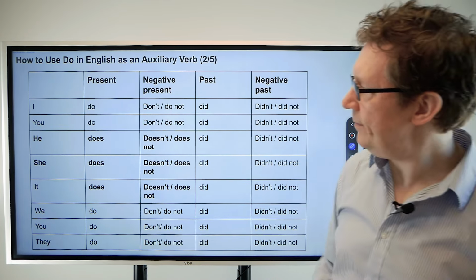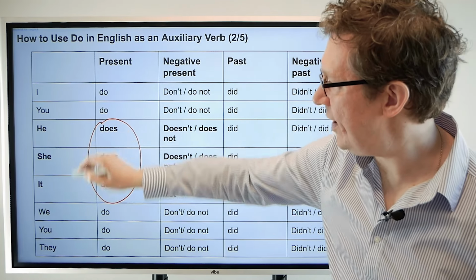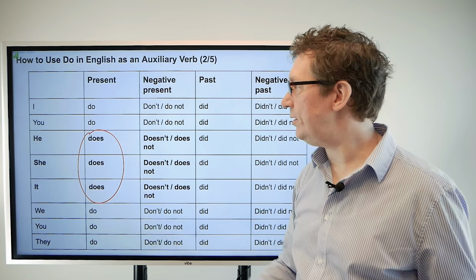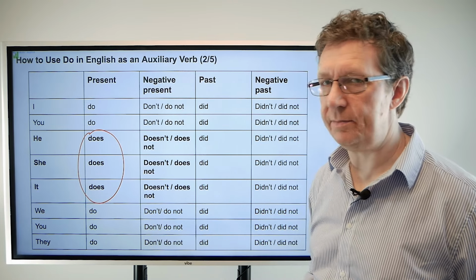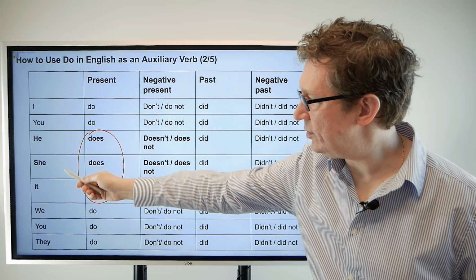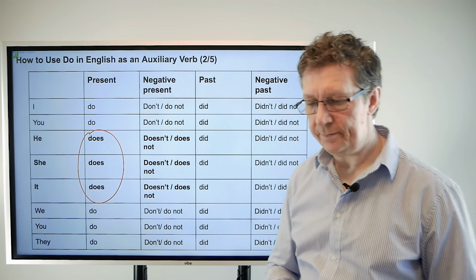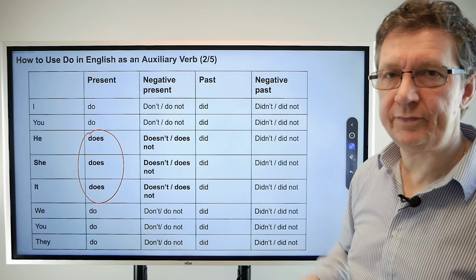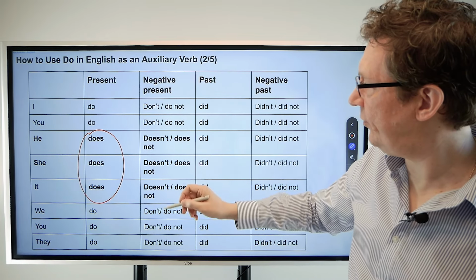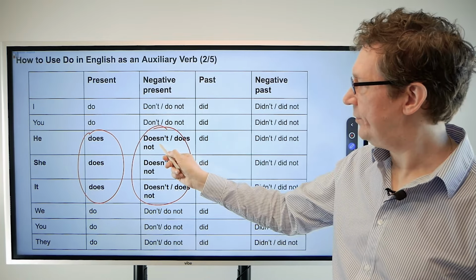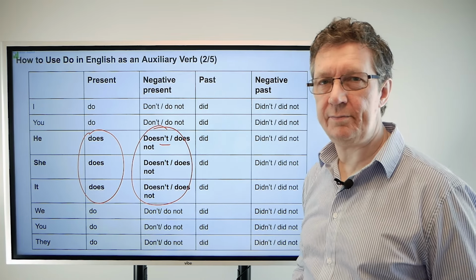So as you can see, this is what we have here. He does, she does, it does. What happens here is what happens to all verbs, it goes to the third person singular. So I do, you do, he does, she does, it does, we do, you do, and they do, okay? That's all you really have to remember, because in the negative present form we have doesn't or does not. Remember that this contraction is really important.